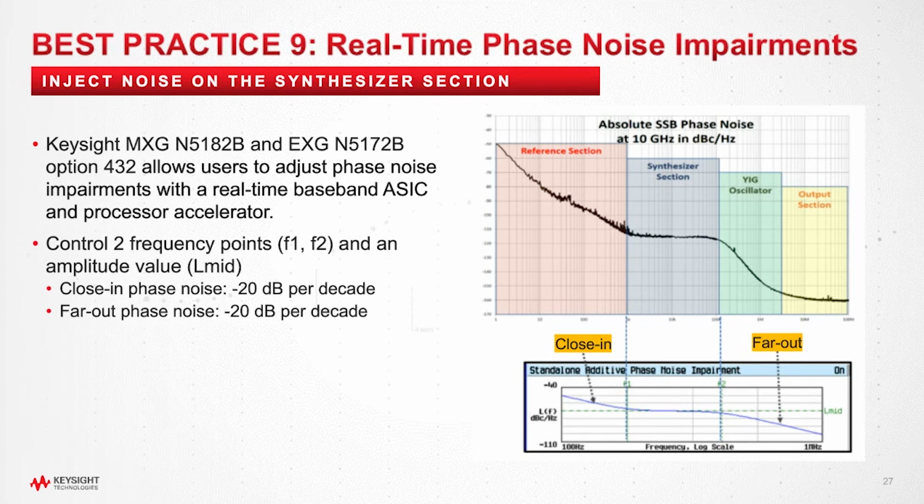Best practice number 9, real-time phase noise impairments. Optimizing phase noise performance is not always necessary or even desirable. Some applications and tests require a specific amount of phase noise for accurate signal substitution and tolerance testing of the phase noise.